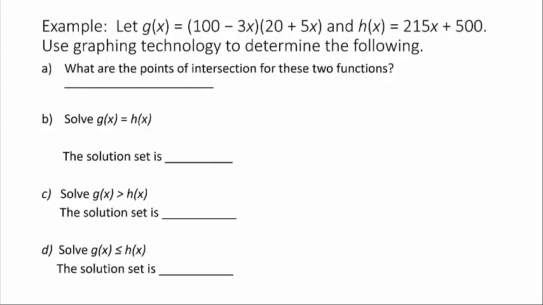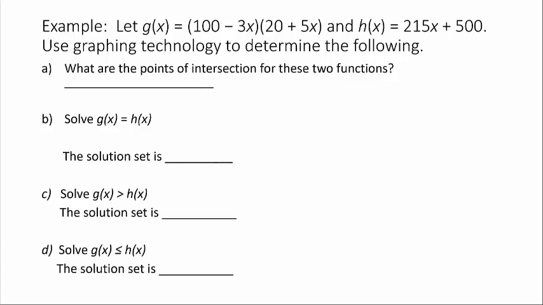In this example, we're going to look at how we can use technology to solve equations and inequalities graphically. So let g of x equal the quantity 100 minus 3x times the quantity 20 plus 5x, and let h of x equal 215x plus 500. Use graphing technology to determine the following. We're looking for points of intersection.